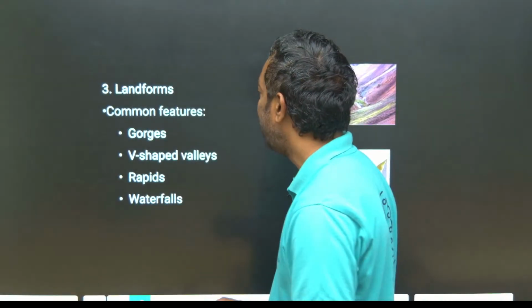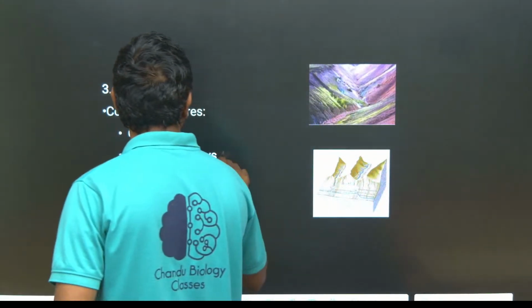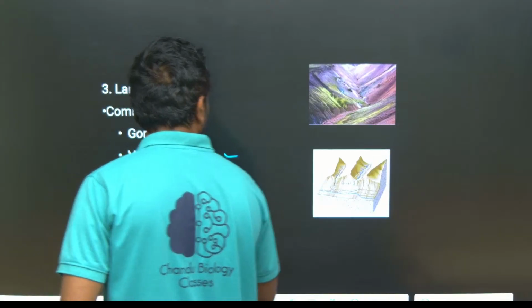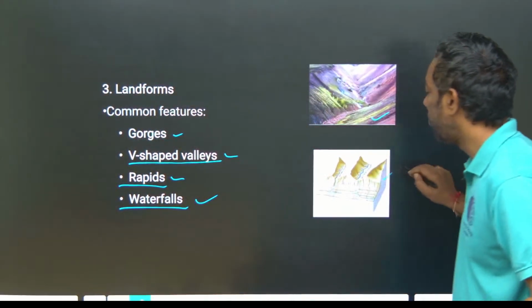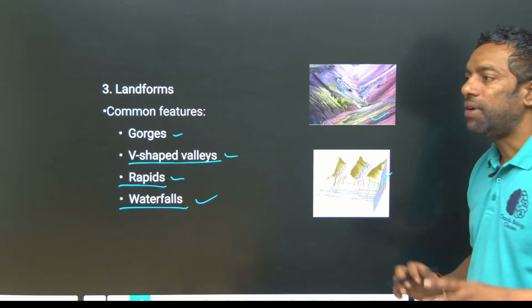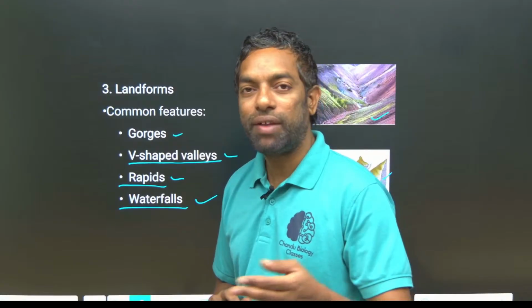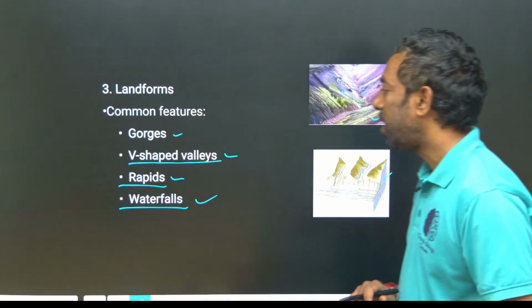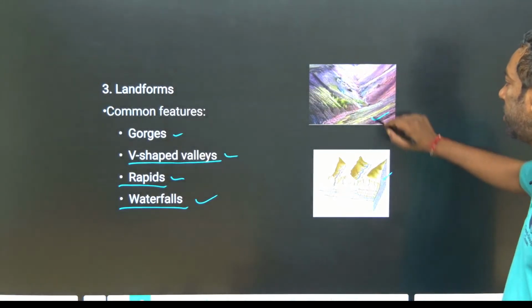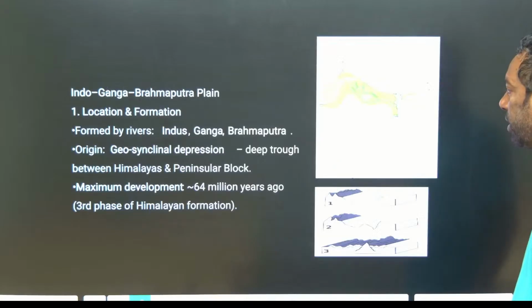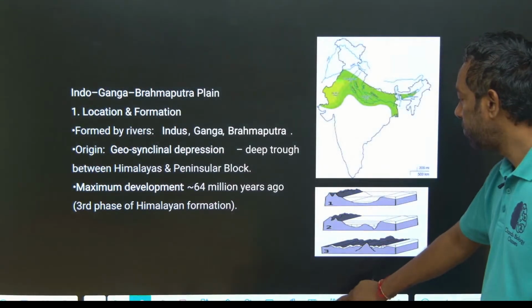Landforms in the Himalayan range: gorgeous V-shaped valleys, rapids and waterfalls are created in the Himalayan landforms. Himalayan landforms are different geographical features, because there are many changes through the rivers and rift valleys. V-shaped valleys, waterfalls and gorges are there. We are going to discuss these topics later.